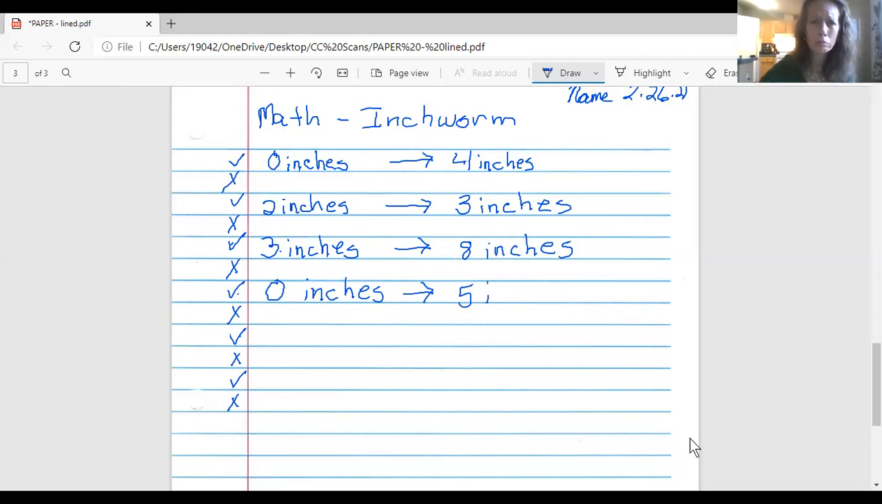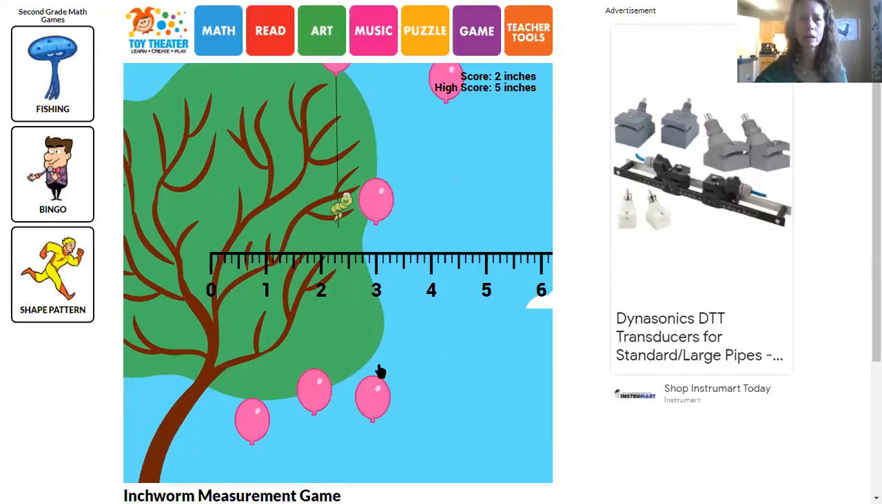I don't know, getting eaten by an owl is almost as bad as getting caught by the snakes in Snakes and Ladders that we play sometimes. Let's see what we got. Let's try again. See how far we can get him out this time.